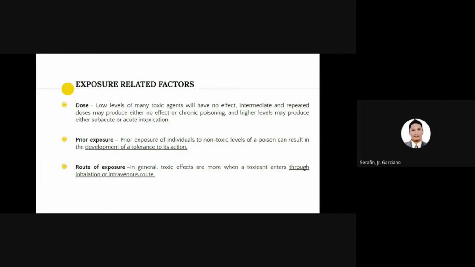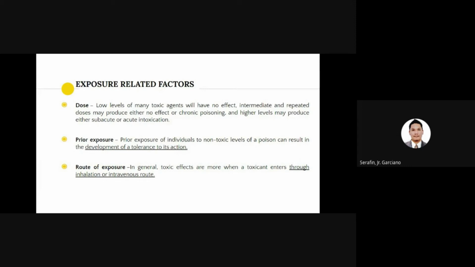Next is prior exposure. Prior exposure of individuals to non-toxic levels of a poison can result in the development of tolerance to its action. One example of this effect is seen with nicotine in smokers, morphine in drug addicts, and the anticoagulant warfarin in rats.